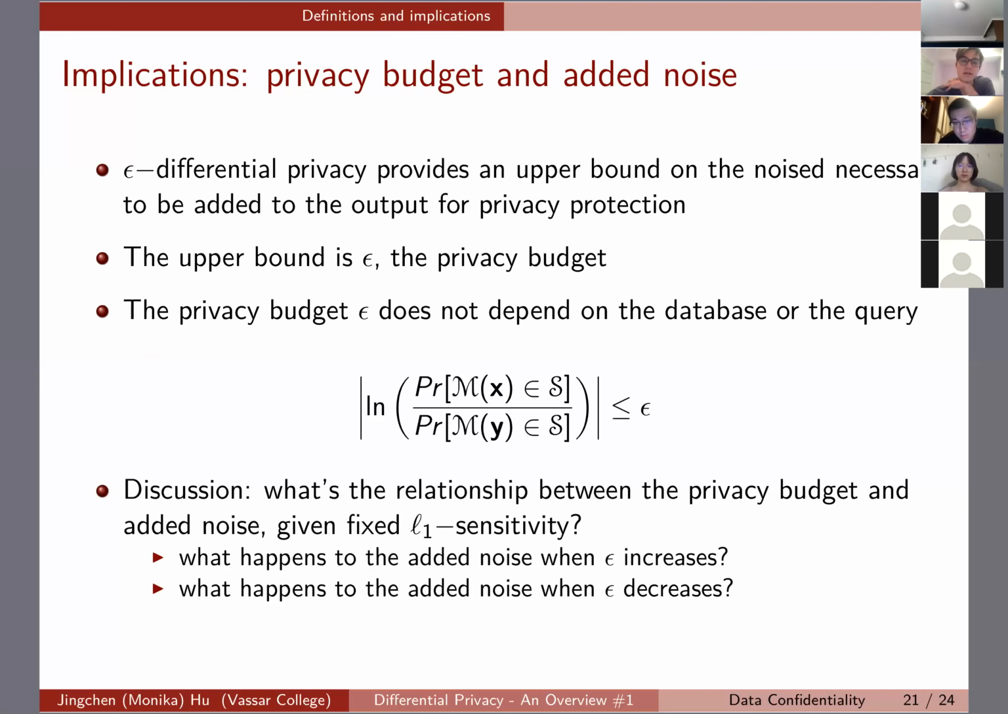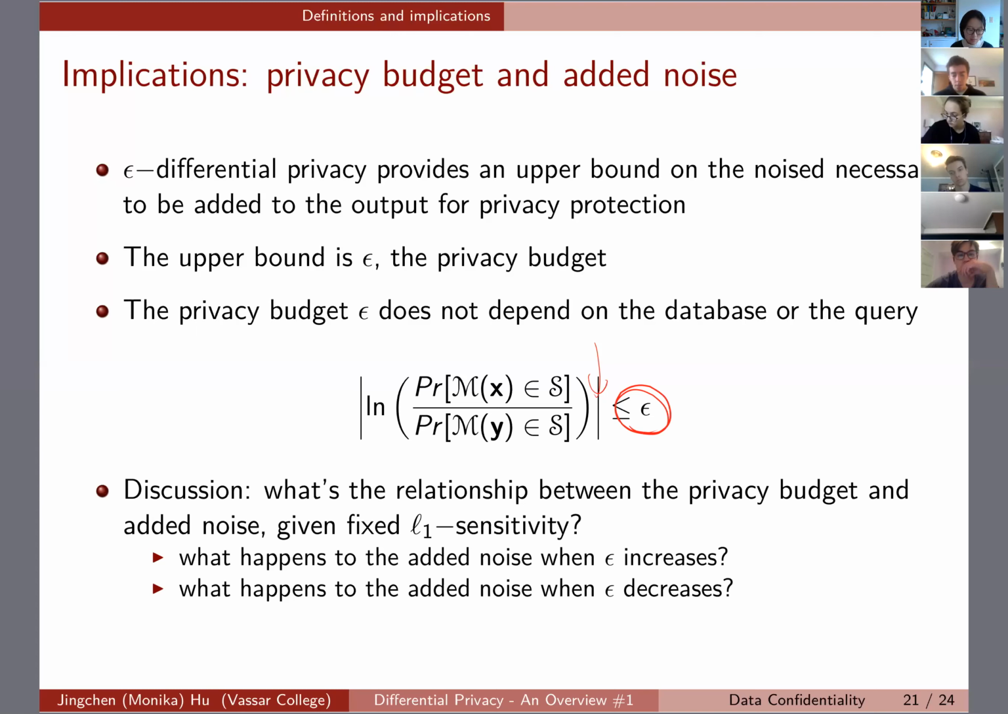Sounds good. Yeah, so if you look at the equation here, epsilon we know is the bound, right? So if we decrease this, we're allowing less change between the two outputs in some sense, if you think about the log probability ratios here. So in order to make that happen, you have to add more noise to the output, because I do not allow them to change that much. So if my epsilon decreases, I have to add more noise. If my epsilon increases, I don't need as much noise as before.